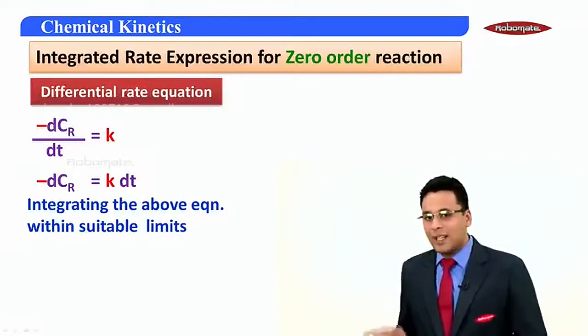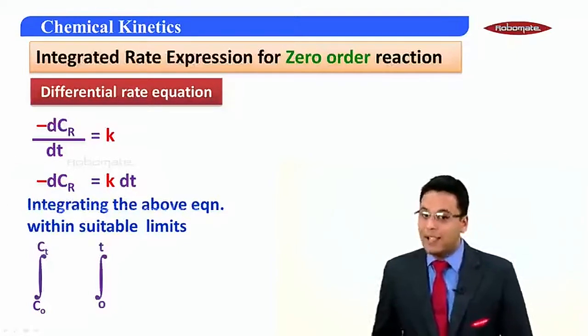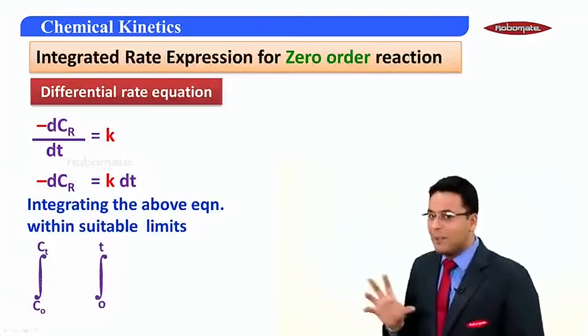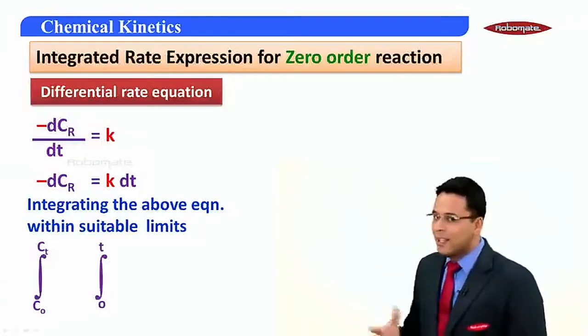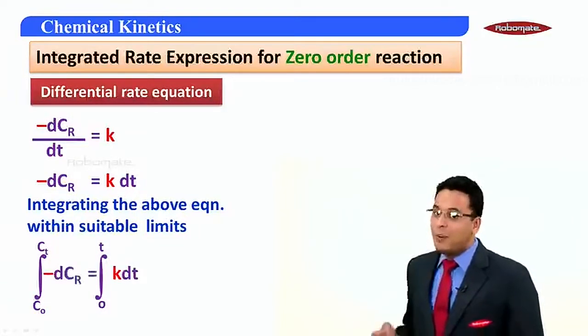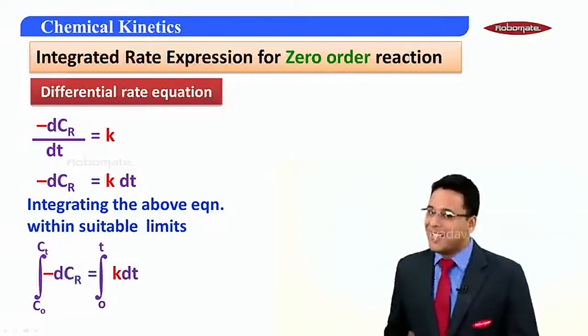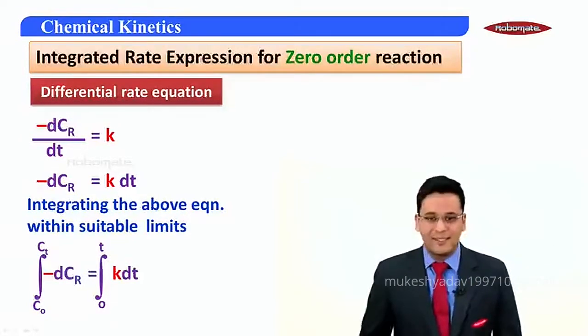When we do that, here we have our integral sign between the limits. We will discuss the limits. Let's complete the equation first. So it will become integral of minus dCr is equal to integral of k dt between these limits.